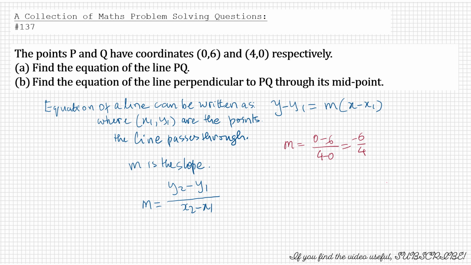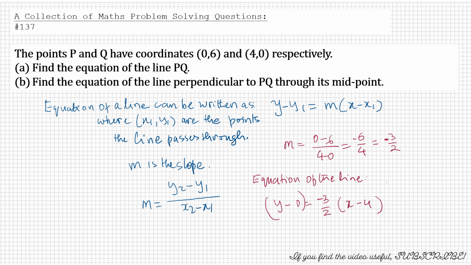Be careful with the signs. I got the signs wrong in this question a few times, so I had to go back and change all of it. So minus 6 out of 4 equals minus 3 out of 2. So the equation of the line would be y minus 0 equals minus 3 out of 2 times x minus 4.